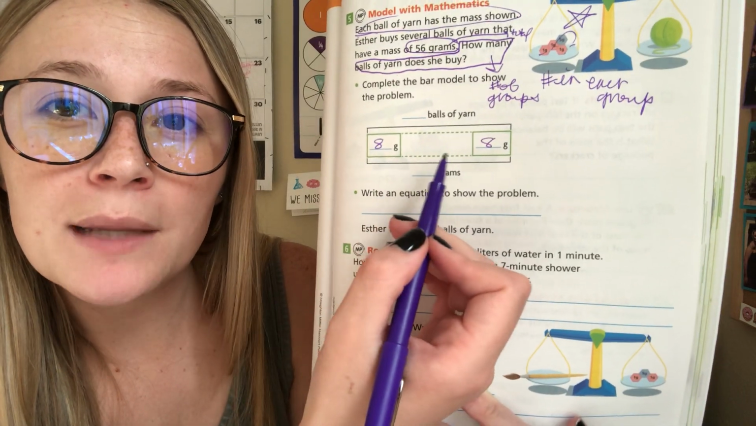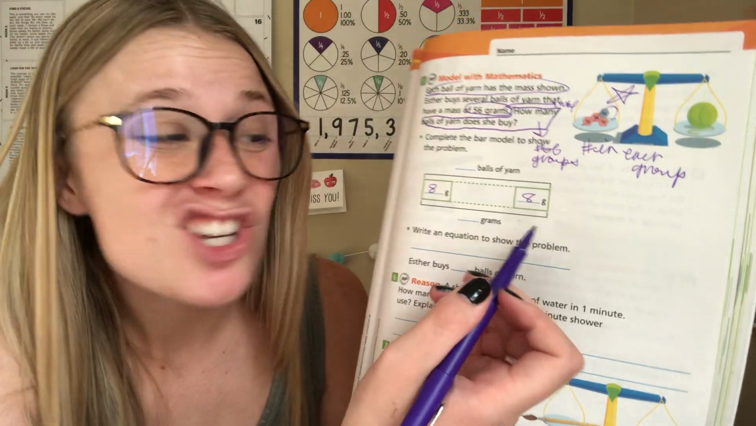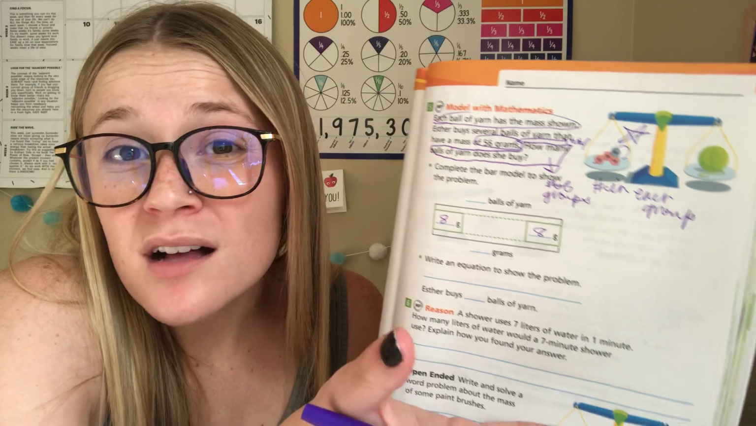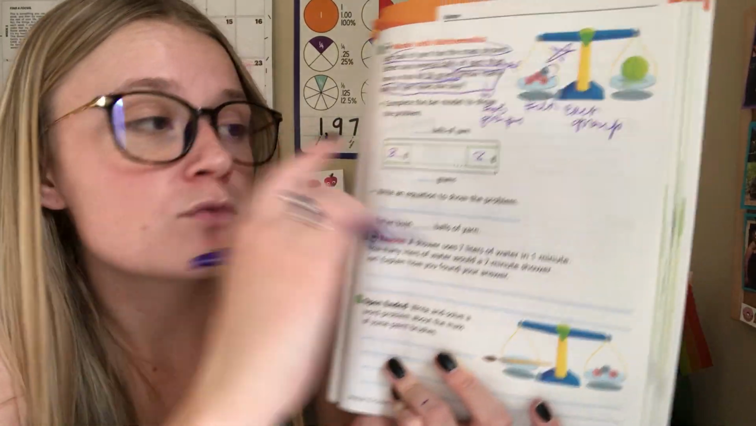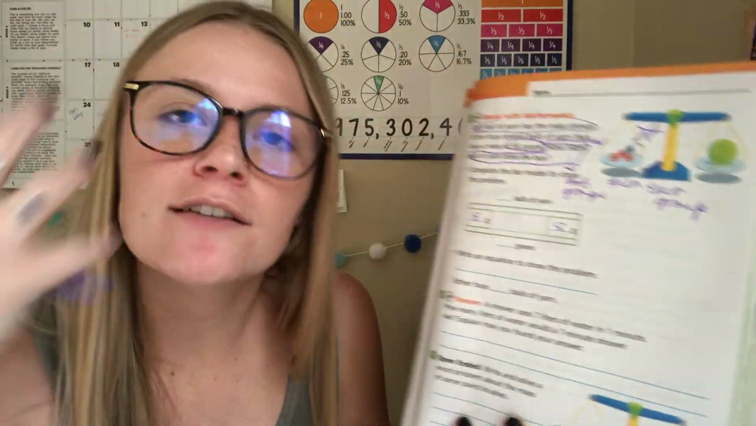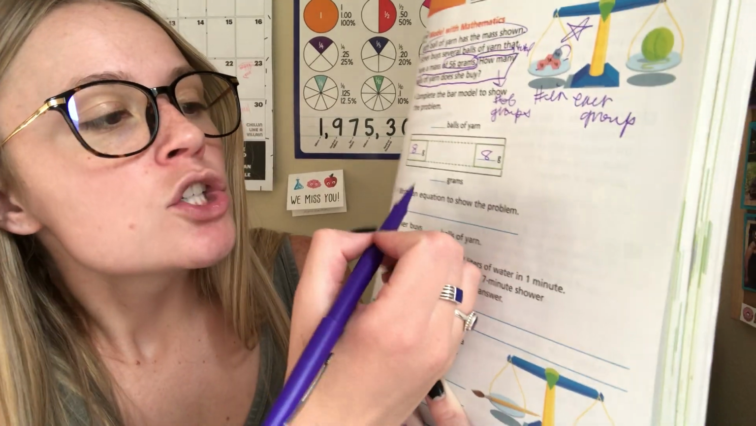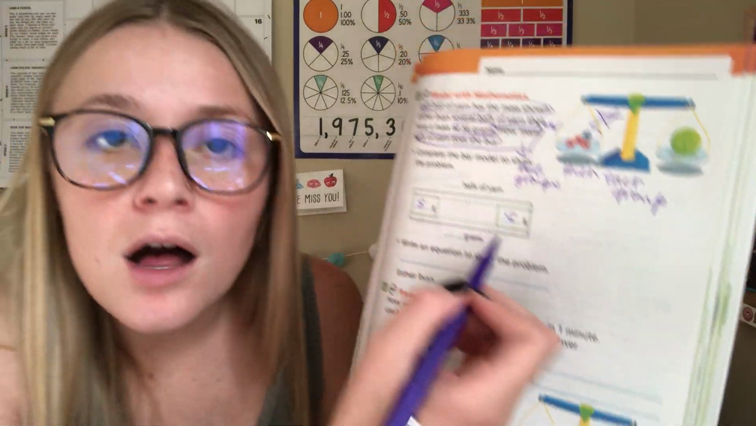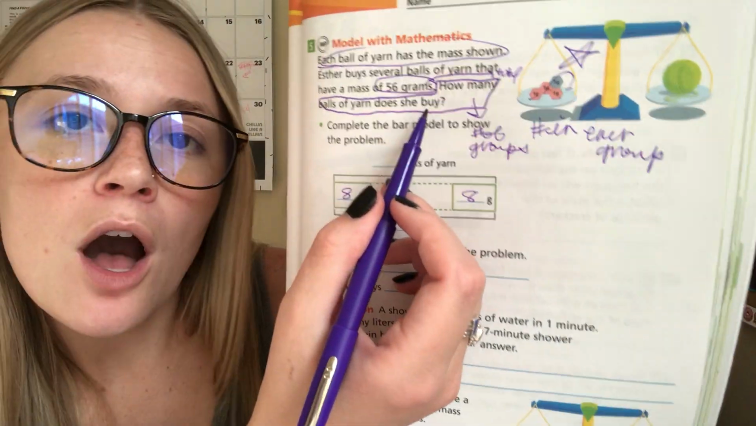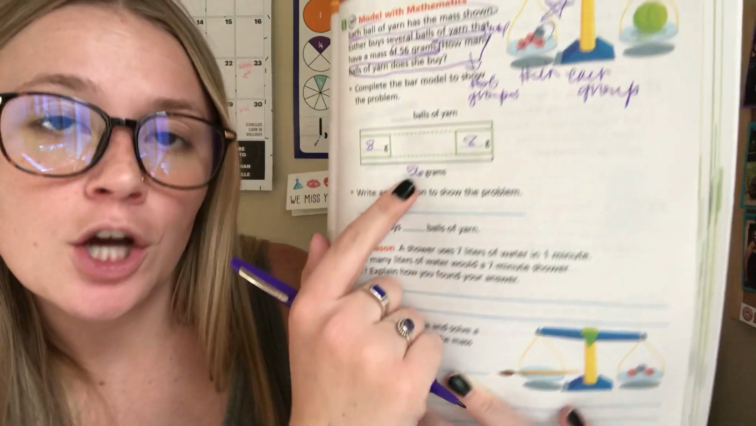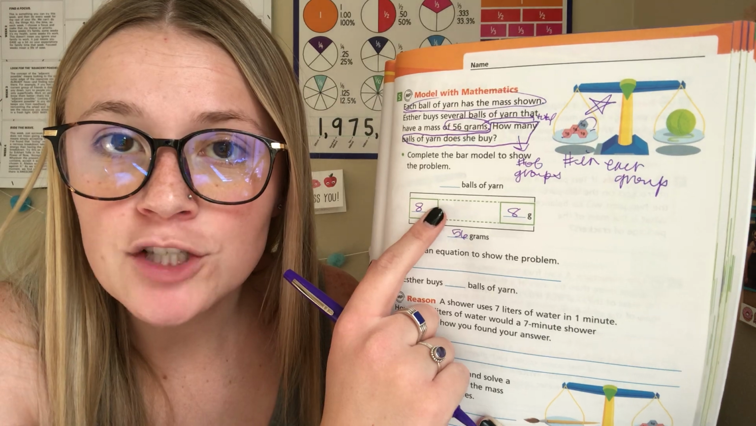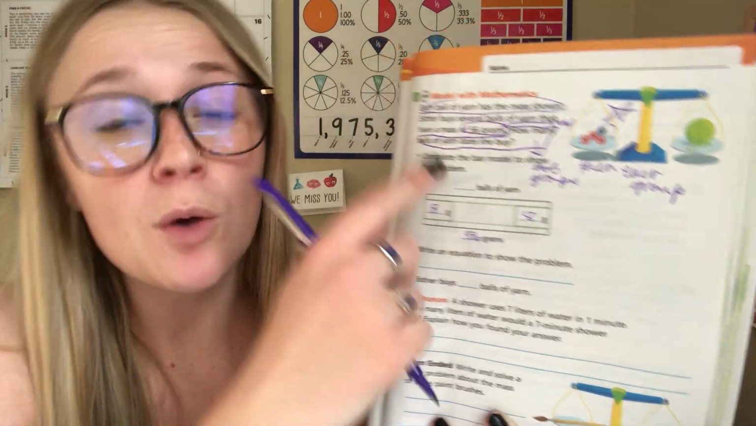Do I know how many boxes to write? No, because I don't know how many balls of yarn she bought. So I'm just doing this to kind of see it visually. So then what is the total of all the balls of yarn? They all weigh 56 grams. So if I know my total, I know my number in each group, I'm trying to find my number of groups. What operation is that?